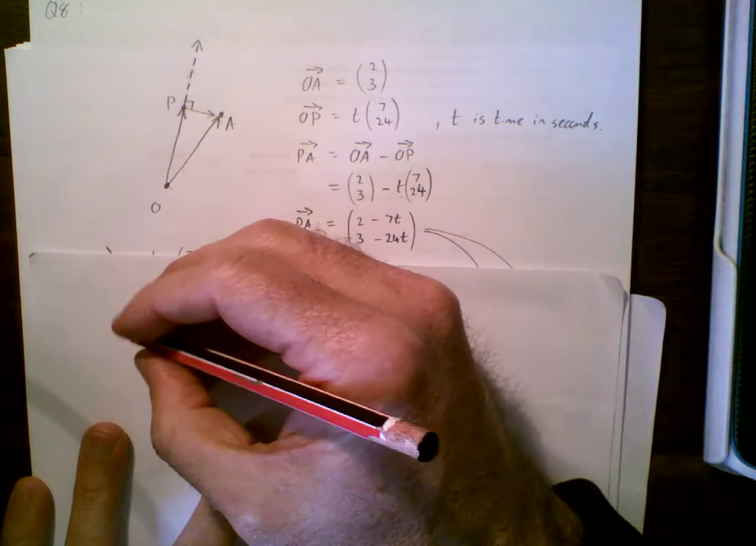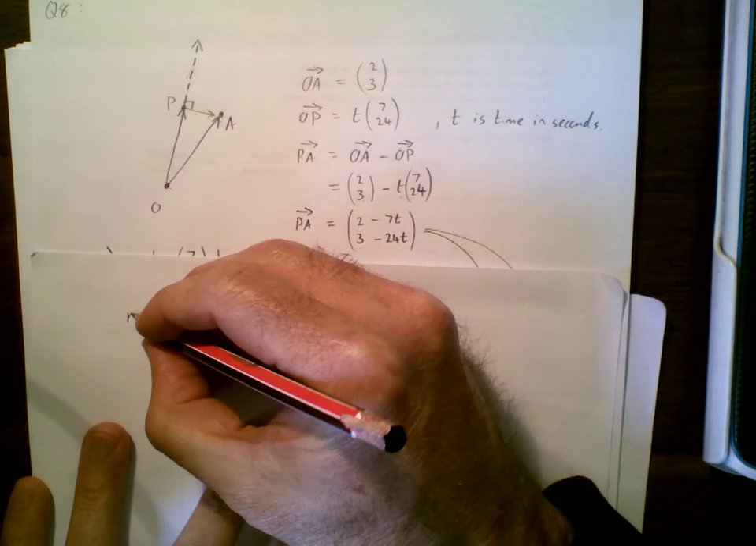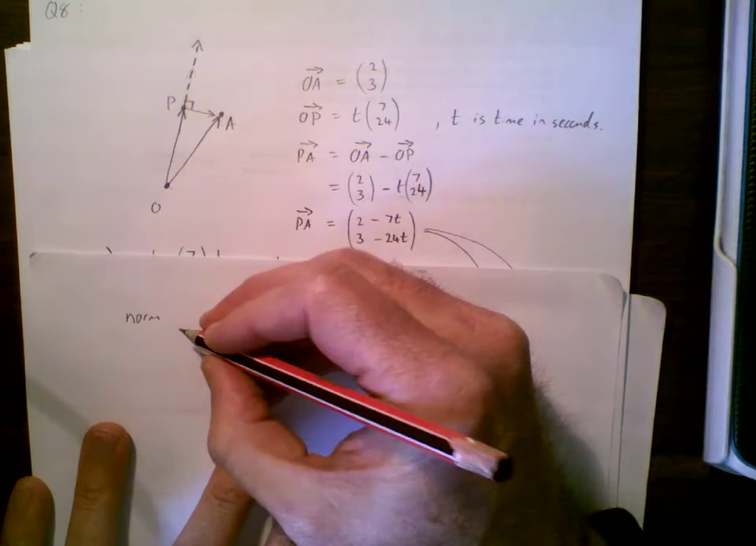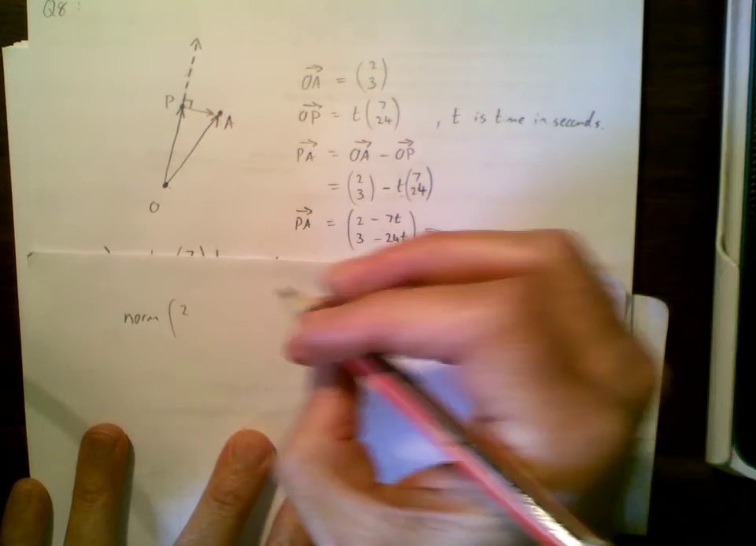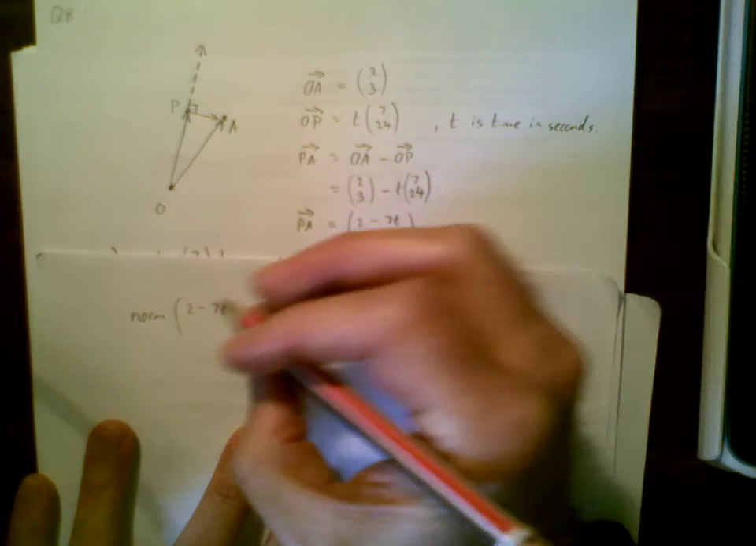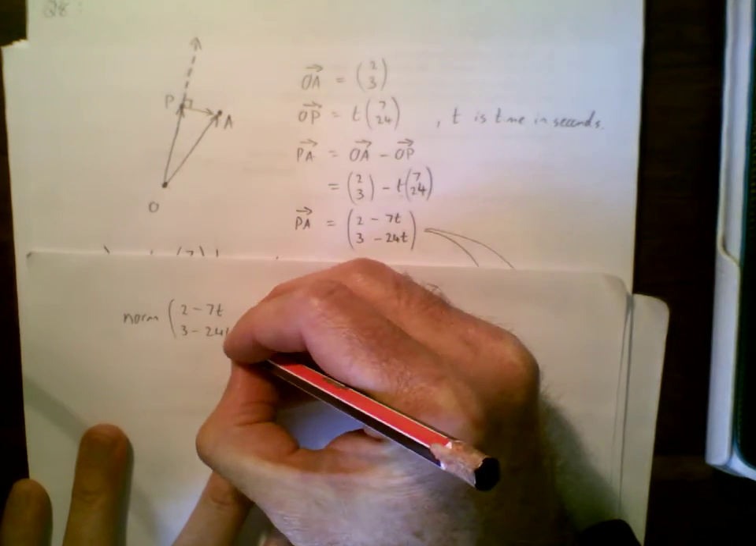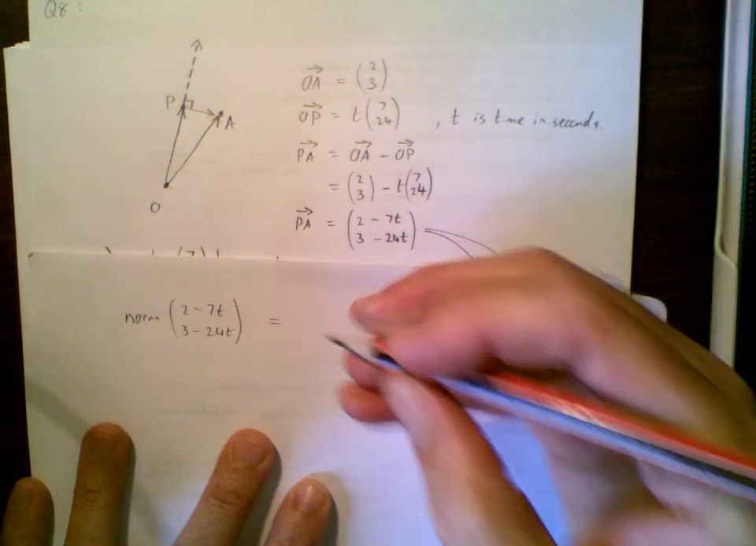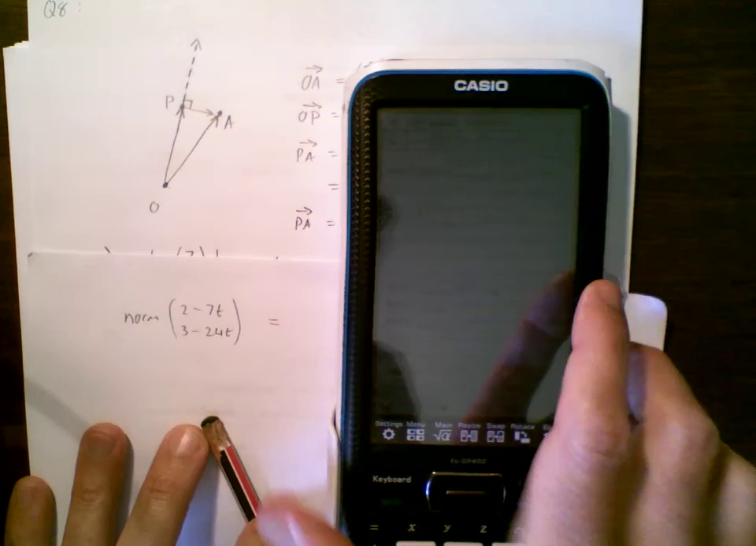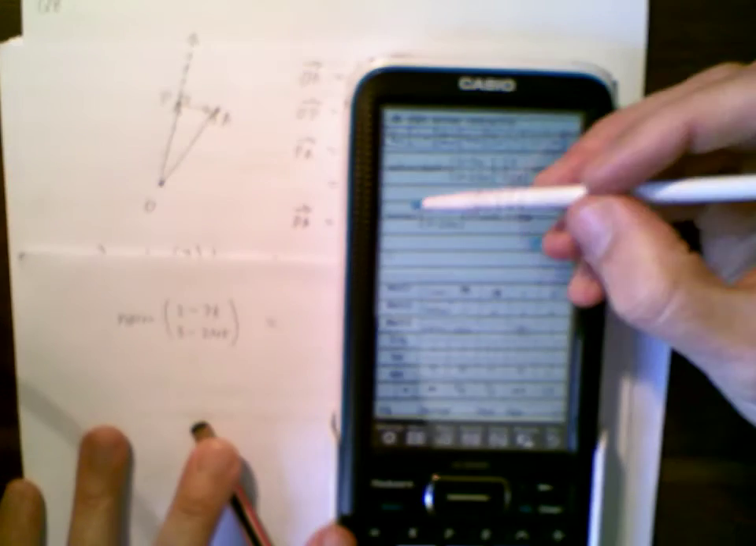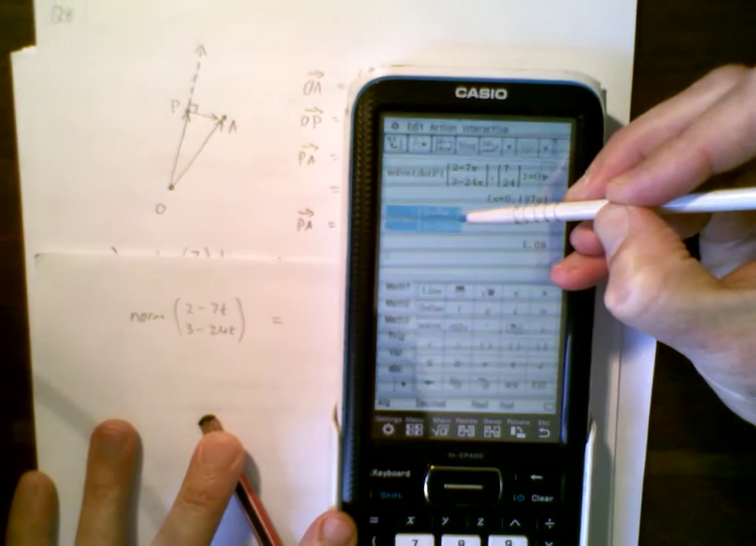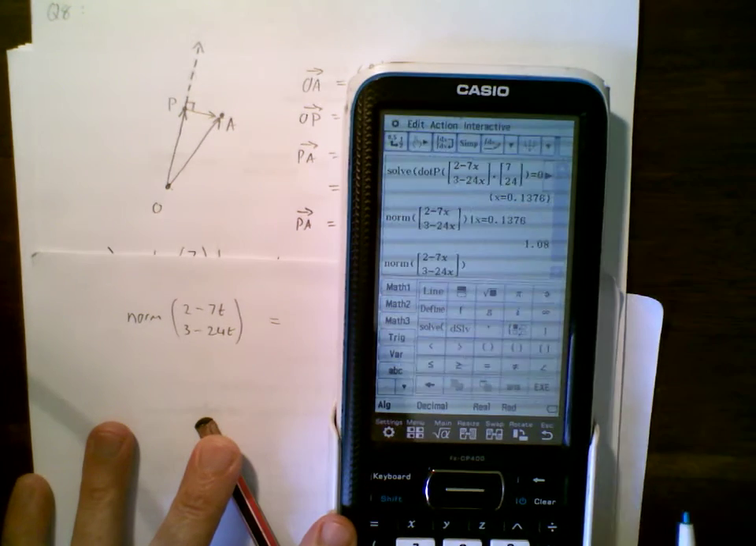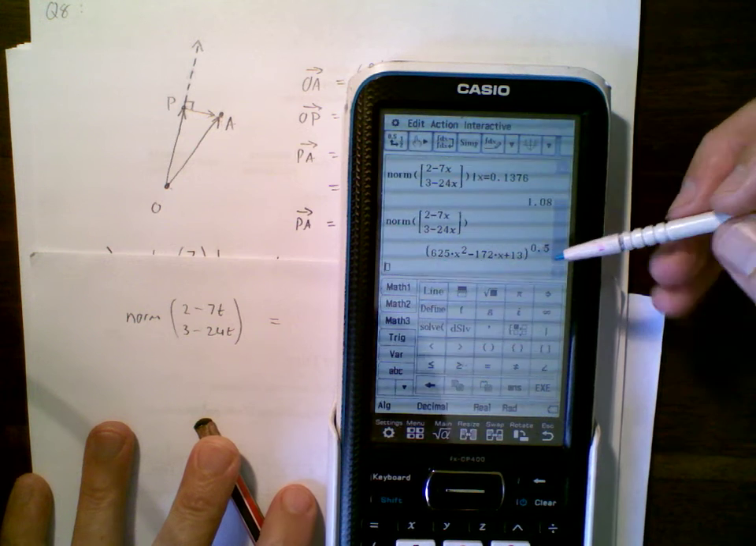So in other words, we could take the norm of that particular vector, 2 take 7t, 3 take 24t, and come up with an expression for that using our ClassPad. So I'm going to do that. I'll just copy this part here without the "with" and get an expression in terms of t. So there it is. It's a bit of a nasty expression.